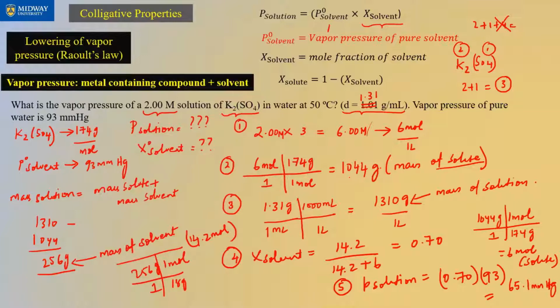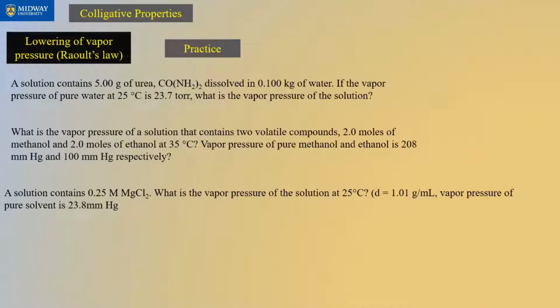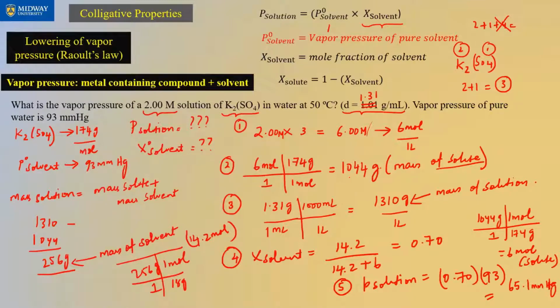I'm going to put these back because these are the 3 practice problems on all of the vapor pressure lowering concepts that I have talked to you about: volatile, non-ionic, and metal containing compounds. I'm going to leave this on. You may have to watch it more than once. And that's the end of vapor pressure. I'll see you with boiling point.